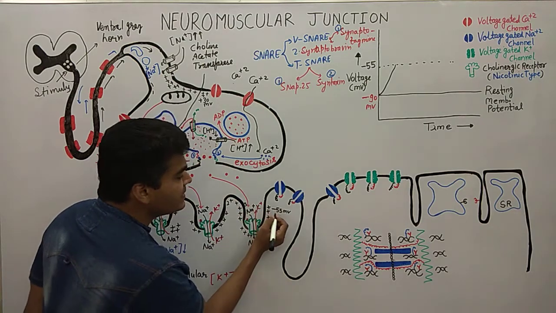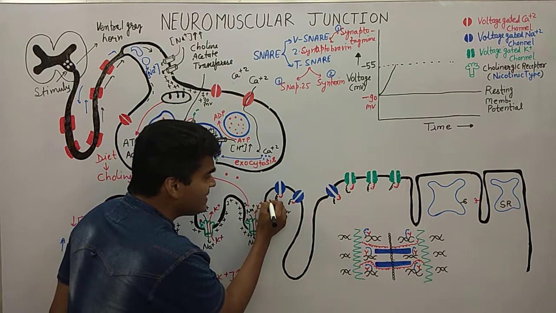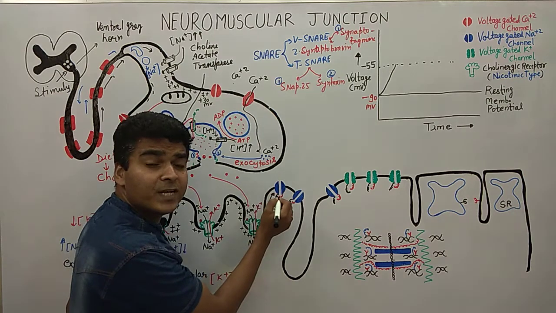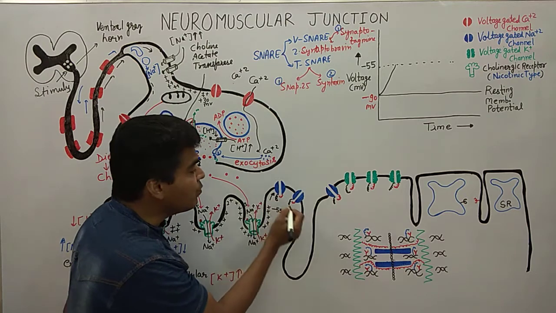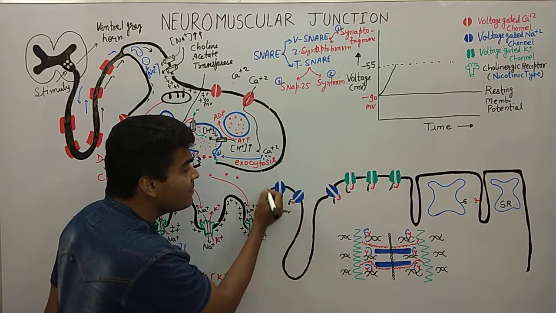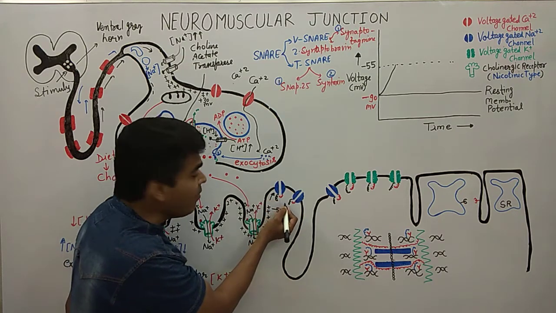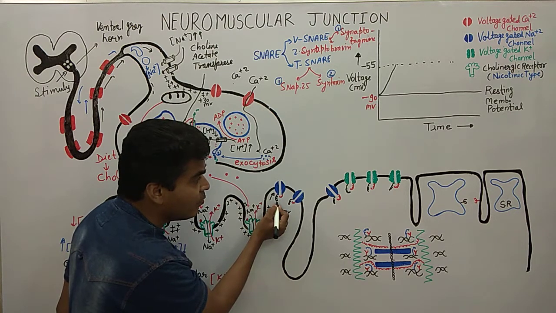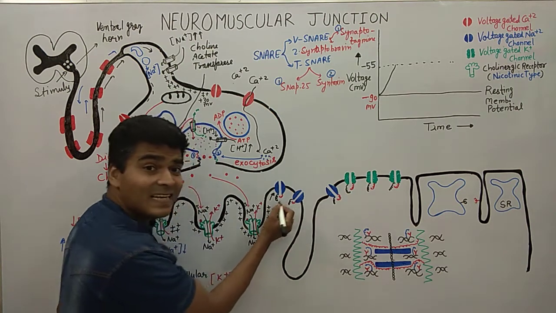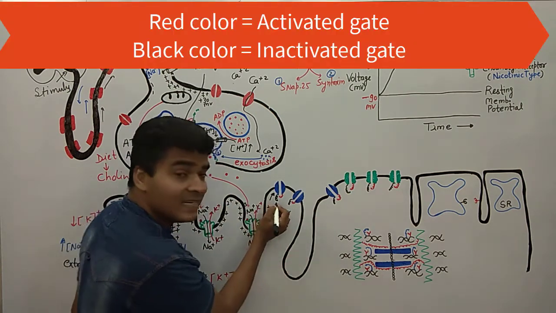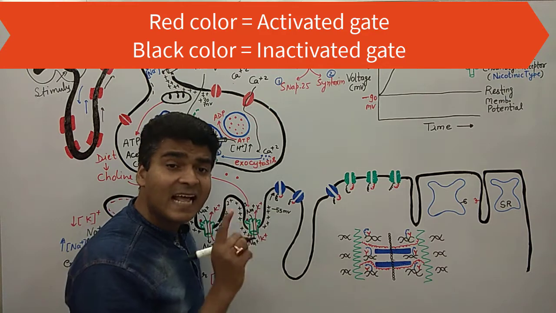Okay, now due to reaching up to -55 millivolt, which is a threshold potential, now this सोडियम वोल्टेज गेटेड सोडियम चैनल के गेट एक्टिवेटेड हो जाएंगे. ओके, और सोडियम चैनल एक्टिवेट होने के बाद क्या होगा, अगर आप इसकी स्ट्रक्चर देखें देन वी फाइंड टू टाइप ऑफ गेट ऑन दिस चैनल, दिस रेड कलर एंड दिस ब्लैक कलर. ओके, सिमिलरली ऑन द पोटेशियम चैनल. सो रेड कलर इज एक्टिवेटेड गेट एंड ब्लैक कलर इज इनएक्टिवेटेड गेट.